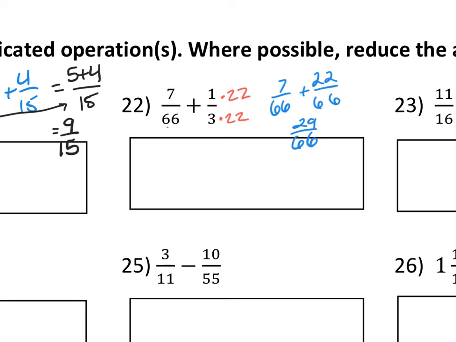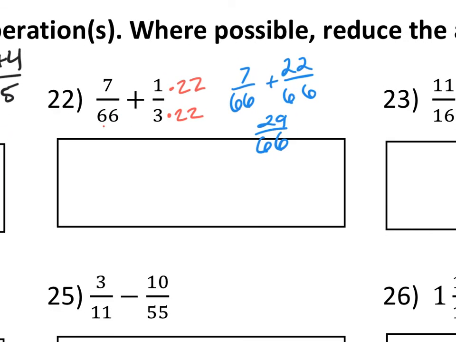And then once you get a fraction, you always want to double check that it's reduced completely. So in your calculator, you do 29 divided by 66, and then math, enter, enter. And it turns out 29 divided by 66 is reduced already. So that would be your final answer.